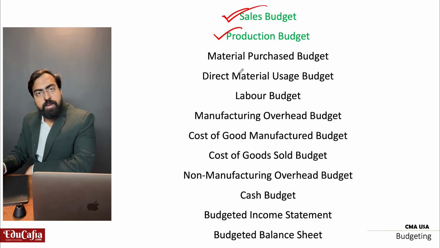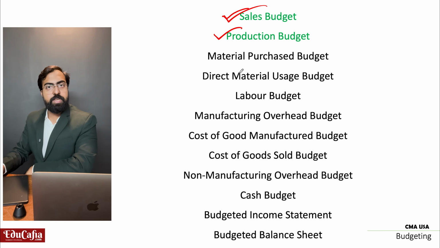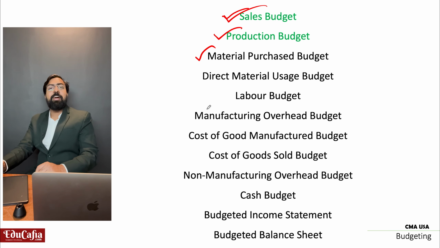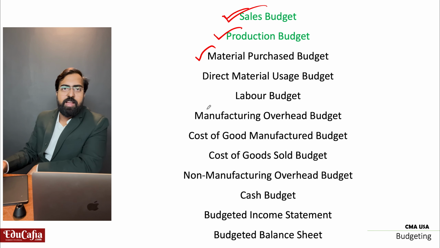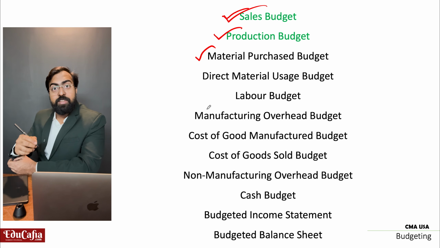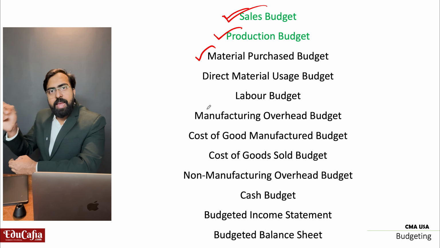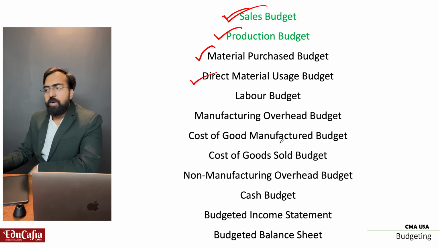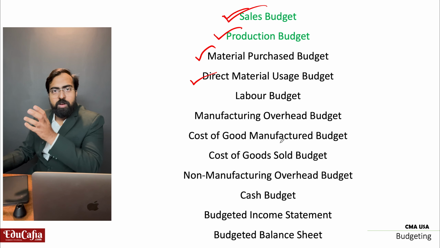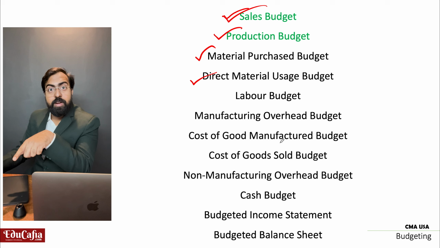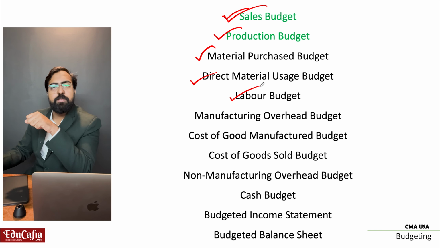For that production we need material, we have to purchase material, so we have to budget how much material we have to purchase. Okay, material purchased, now it is inside. Then we have to know how much material is used against that purchase, right? So, direct material usage budget. Okay, material is ready. Material will not automatically become an OFG. We need labor to work on that.